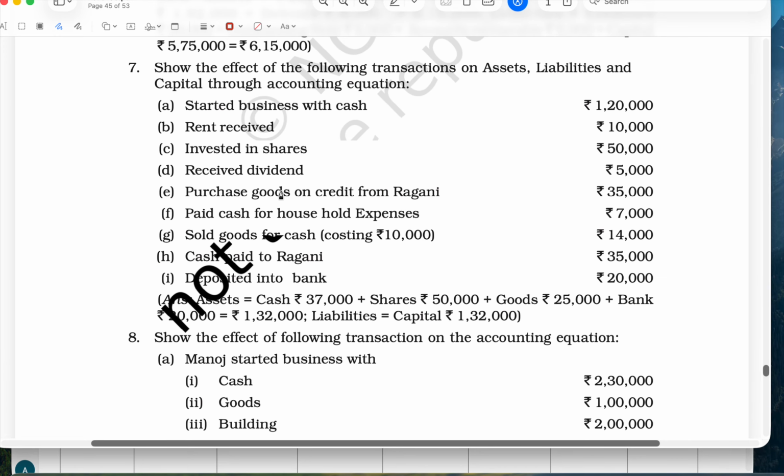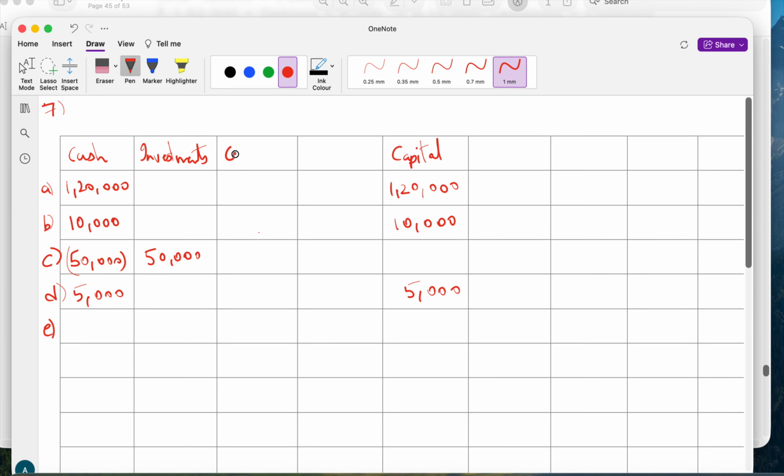Then E, purchase goods on credit from Ragini 35,000. So this is a credit purchase. So goods is being purchased for 35,000. So we have creditors, who is Ragini. So the liability side is increased by 35,000, the asset side is also increased by 35,000. So it is balanced.